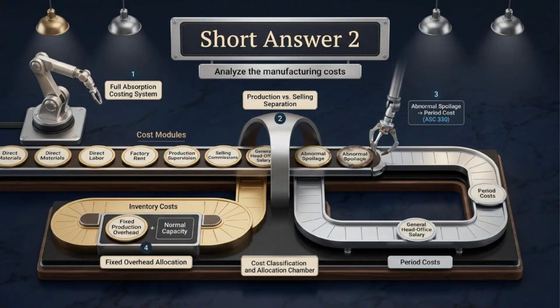Short answer 2 asks about manufacturing cost classification. A manufacturer incurred direct materials, direct labor, factory rent, production supervision, abnormal spoilage, selling commissions, and general head office salary. Explain which costs enter inventory and which are period costs. Your answer should apply full absorption costing, separate production costs from selling and general administrative costs, identify abnormal spoilage as a period cost, and mention that fixed production overhead is allocated using normal capacity. Write your response now and remember, the production link is the deciding factor.